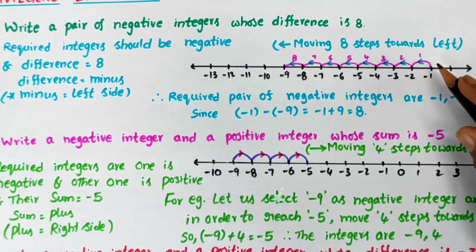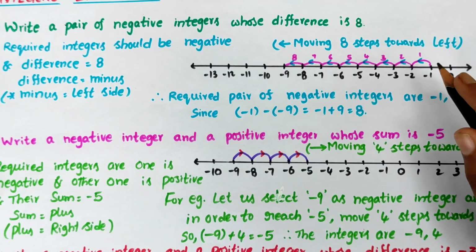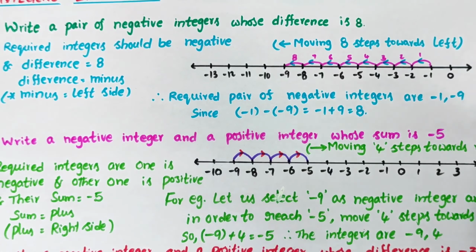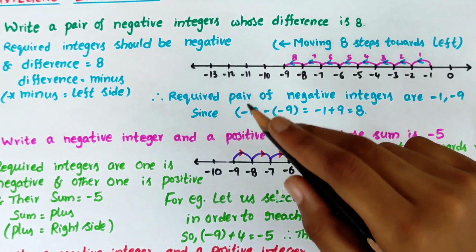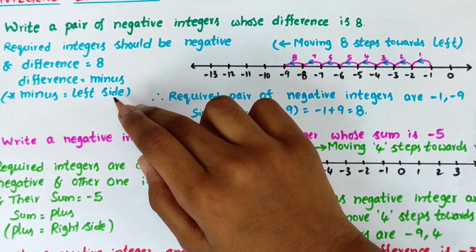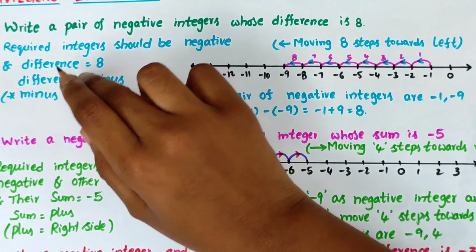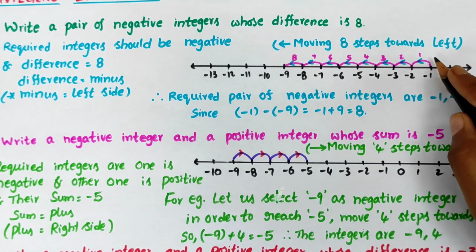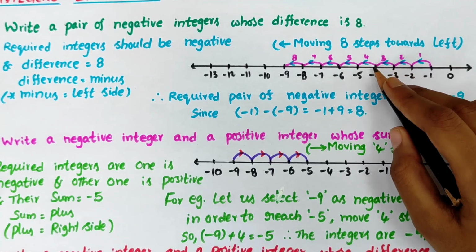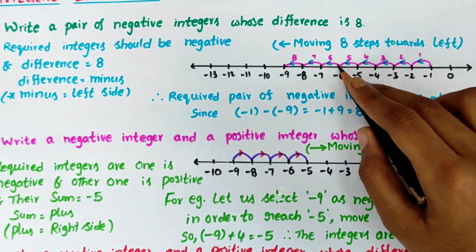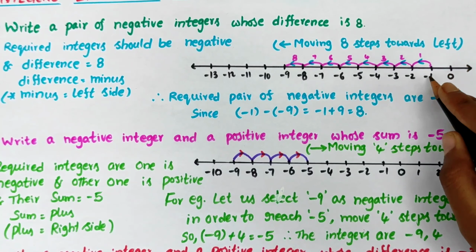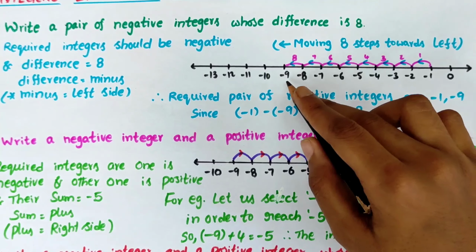Now I'm going to start with minus 1. Even you can take 0, no problem. So minus 1, let us move 8 steps. 8 steps moving towards left. Why are we moving towards left? Because it is minus. Minus means difference. The difference should be 8. So let's move 8 steps. 1, 2, 3, 4, 5, 6, 7, 8. So from minus 1, 8 steps, we get minus 9.